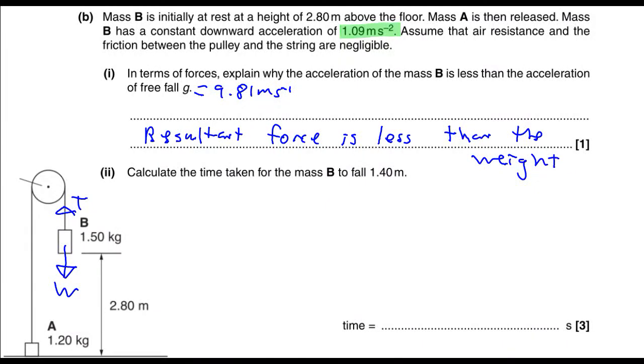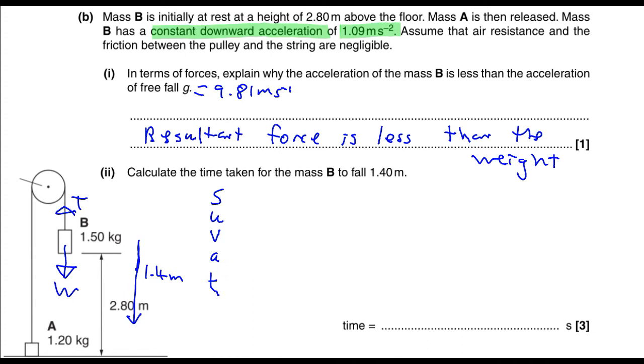We are then asked to calculate the time for the mass B to fall 1.4 meters. So B will start at this point and go down 1.4 meters. You should remember that the acceleration downwards is constant. This allows us to use the suvat equations because we have got constant acceleration.